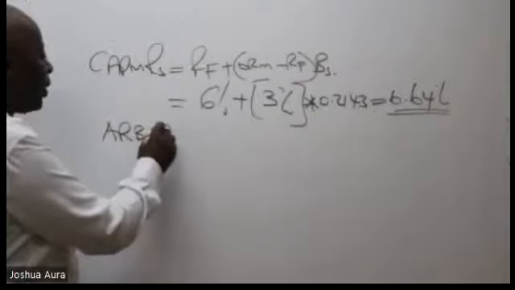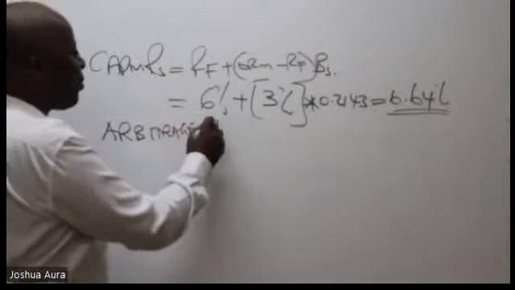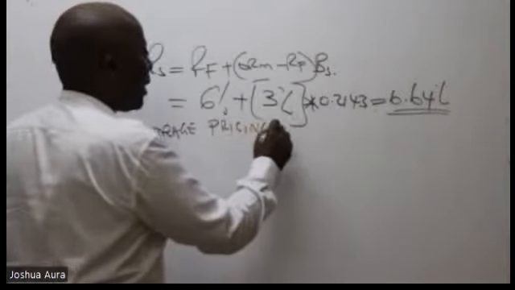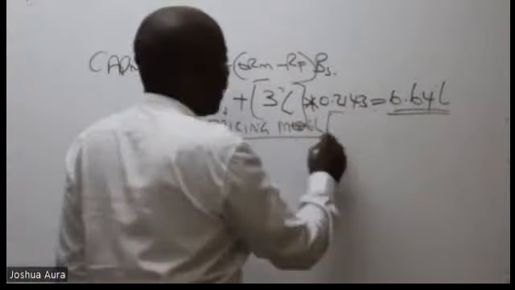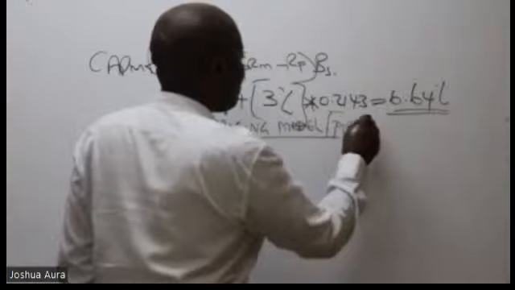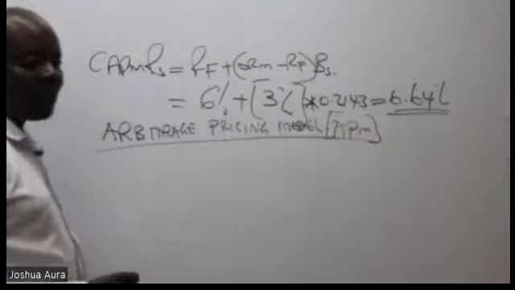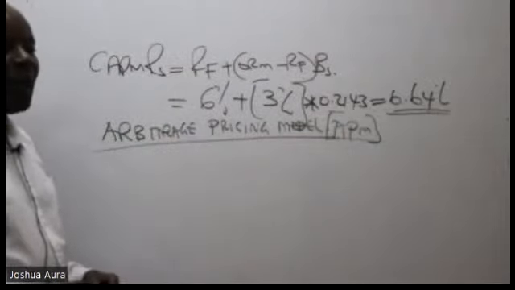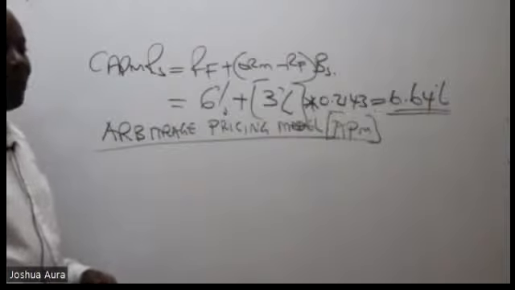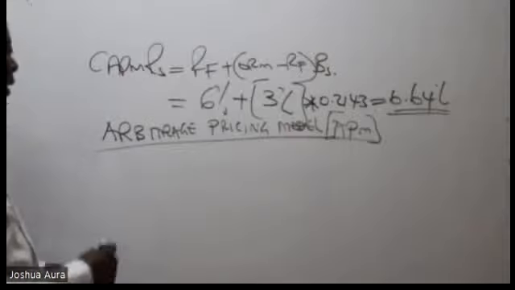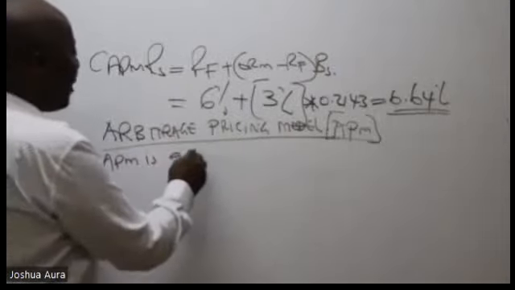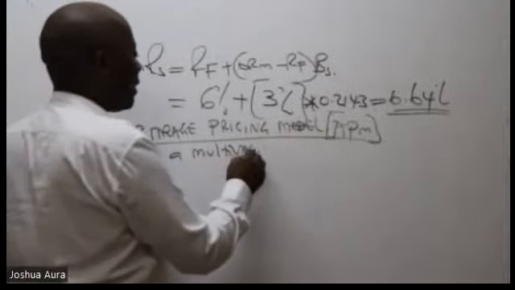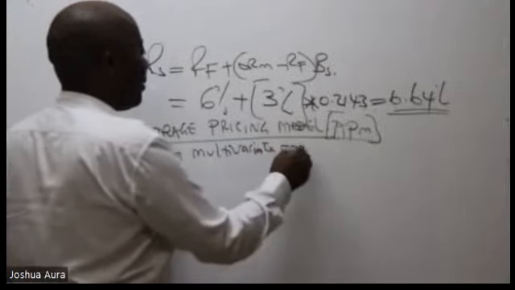arbitrage pricing model. As mentioned there, arbitrage pricing model. This is a serious model. It is a multivariate model. So tell us there that APM is a multivariate model.